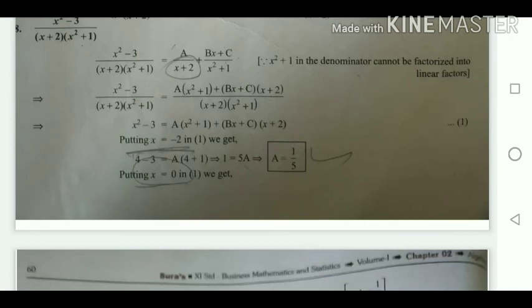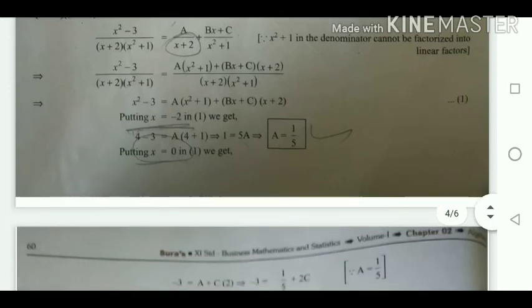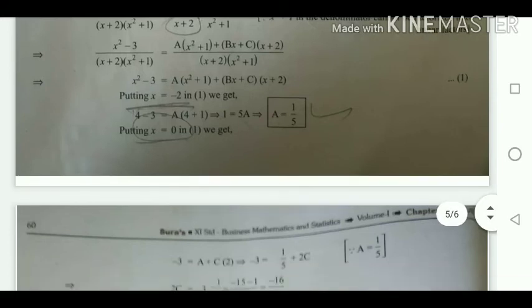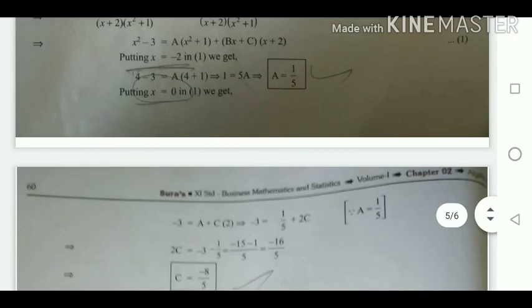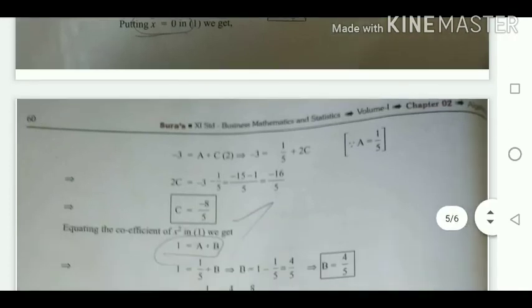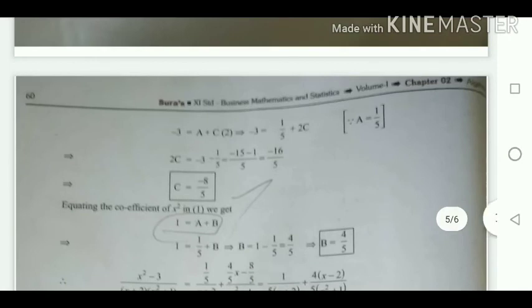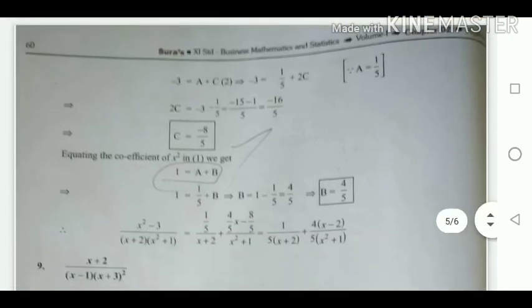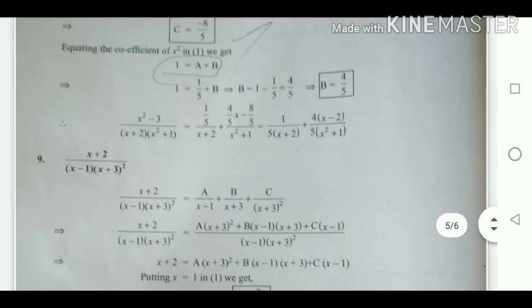So we take it as a/(x + 2) + (bx + c)/(x² + 1). Afterwards you have to multiply by these factors, that is x + 2 as well as x² + 1, on both sides. We are getting x² − 3 equal to a(x² + 1) + (bx + c)(x + 2). Putting the value of x equal to −2 in equation 1, we are getting the value of a equal to 1/5. If you put the value of x equal to 0, we are getting the value of c equal to −8/5.